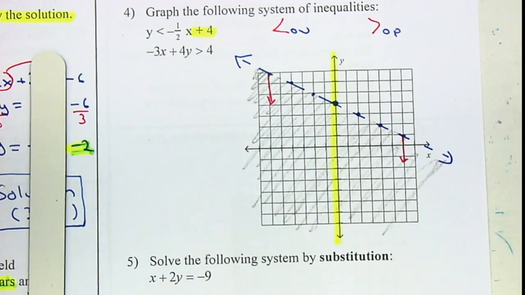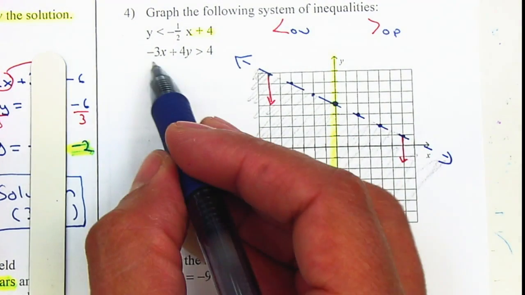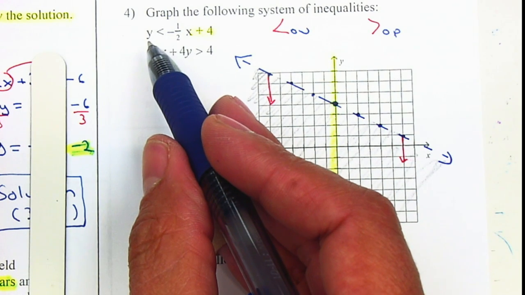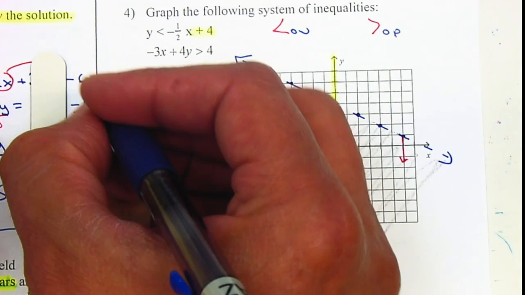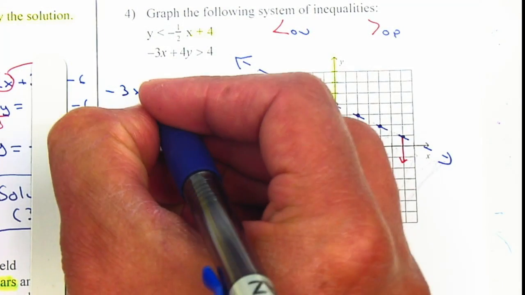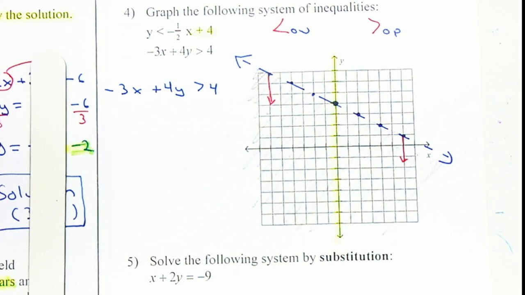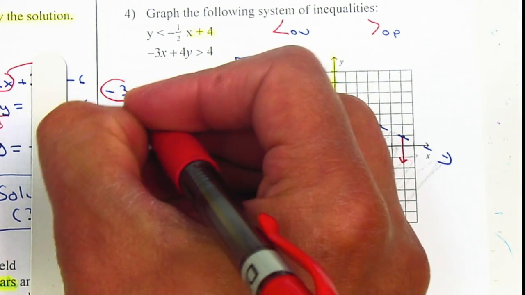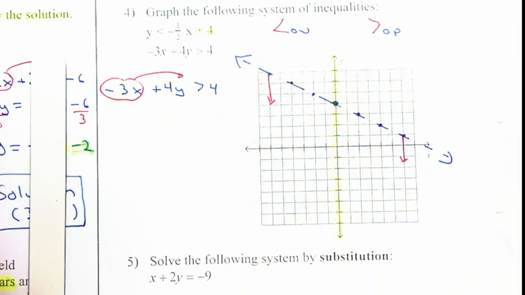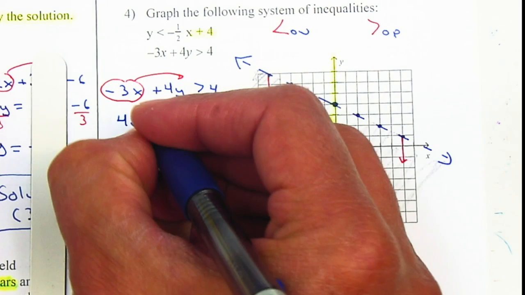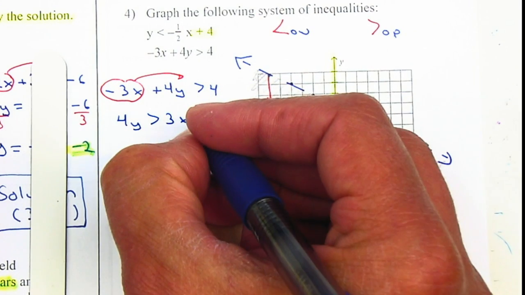For the second one, it's in standard form, so I need to place it into slope-intercept form by isolating the y, solving for y. So I have negative 3x plus 4y is greater than 4. And I need to leave the y by itself. I'll move my 3x to the right. It's a negative, so it's going to become a positive. 4y is greater than 3x, positive 3x, plus 4.